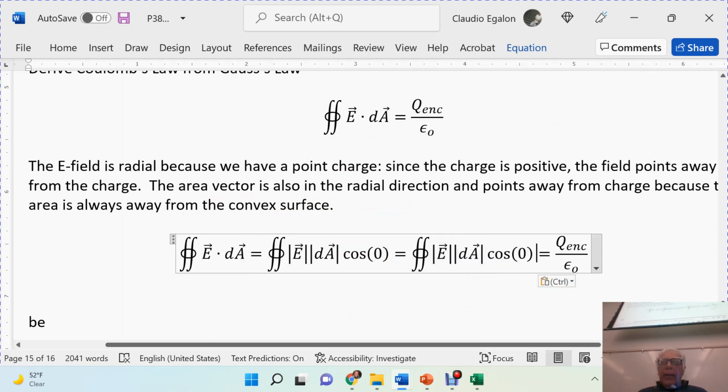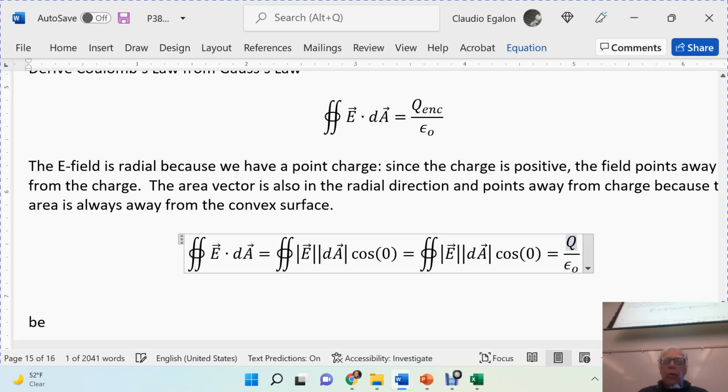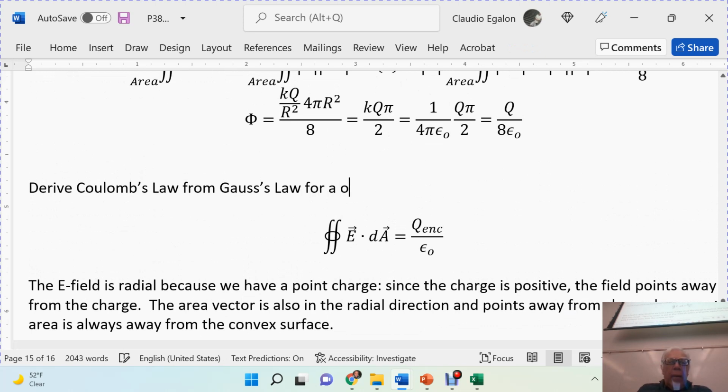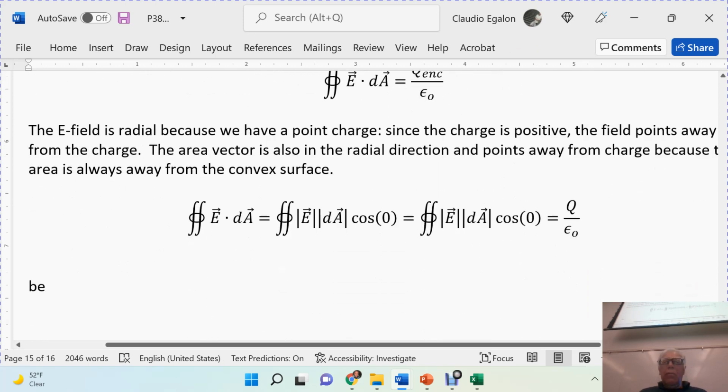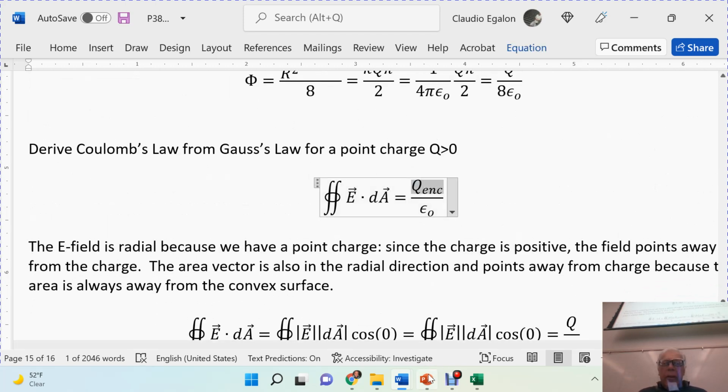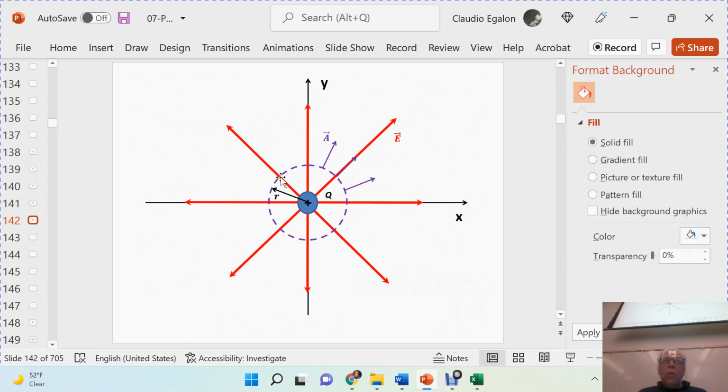And by the way, the charge enclosed by the surface will have a value Q, capital Q, just like I mentioned previously. Here you go. Derive Coulomb's law from Gauss's law for a point charge big Q greater than 0. That's where the Q enclosed comes from. The Q enclosed is the charge enclosed by the Gaussian surface, by this closed imaginary Gaussian surface.